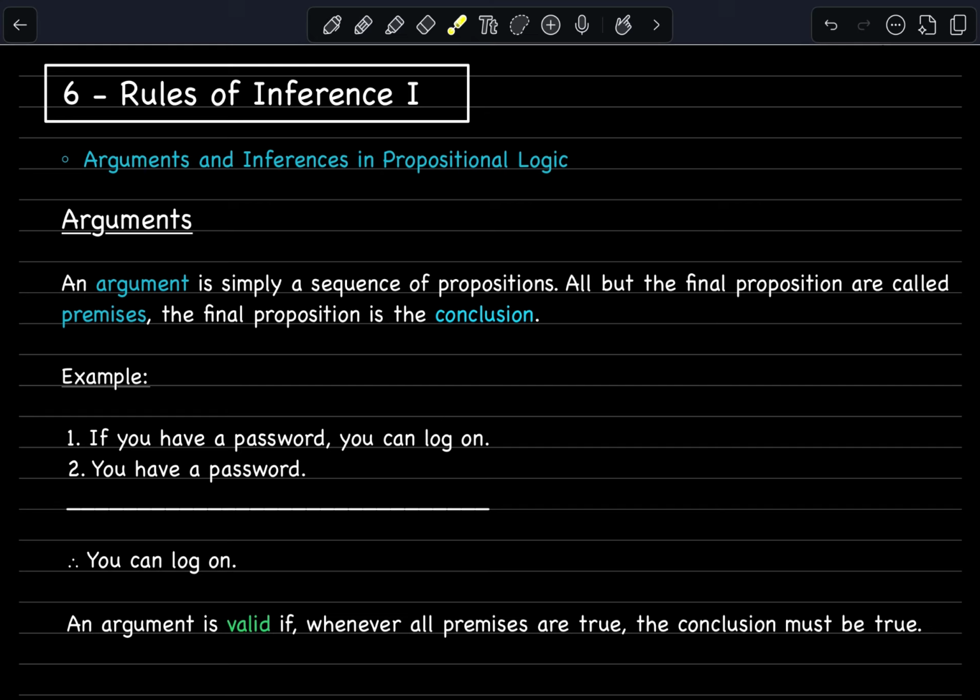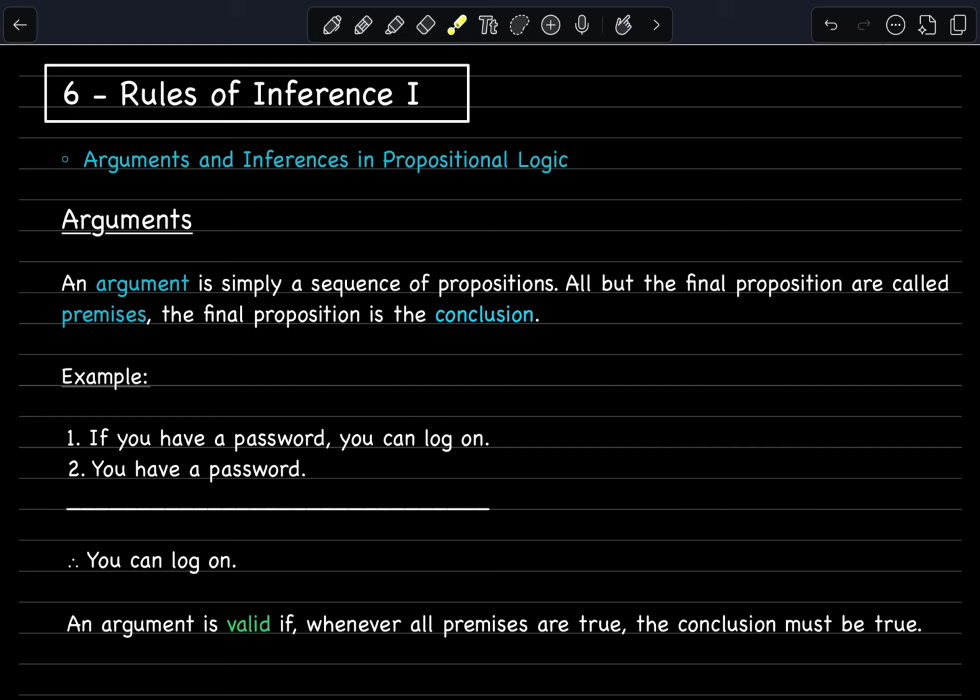So for example, premise number 1, if you have a password, you can log on. Premise number 2, you have a password. The conclusion then is you can log on. We're going to see exactly which argument type this is, which rule of inference this uses, but this is a basic example of an argument.